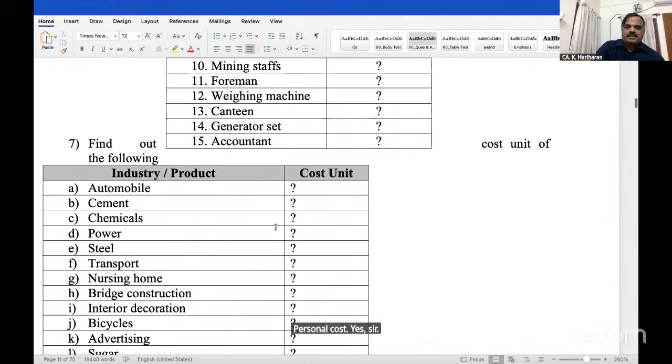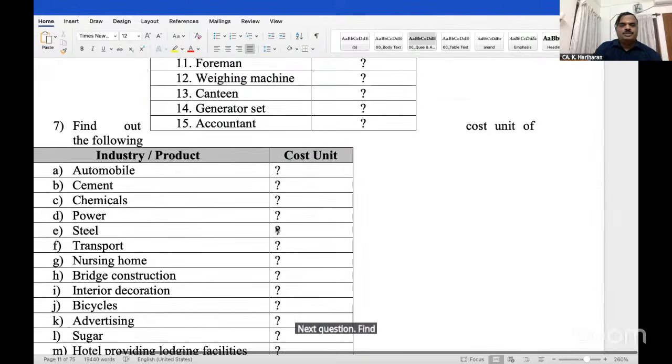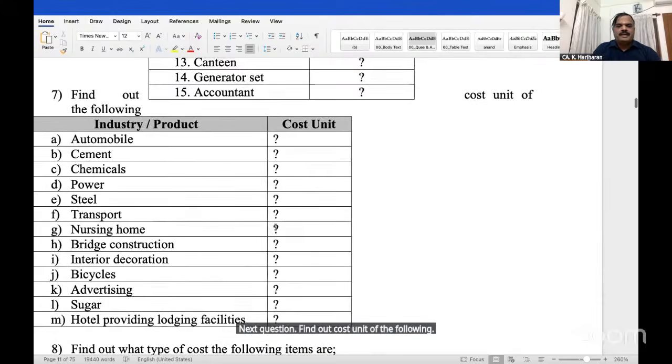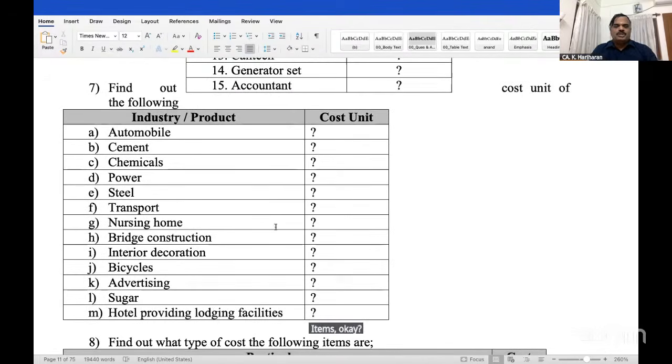Next question: find out the cost unit of the following items. Cost unit is how we are going to measure. Automobile: the cost unit is numbers, how many units you are going to sell.